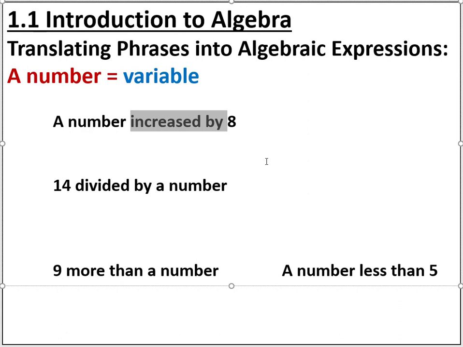So a number is first, it's in front of increased by, so we're going to use x. And then for 8, we're going to put that second. So when we write our final answer, we're going to have x plus 8.